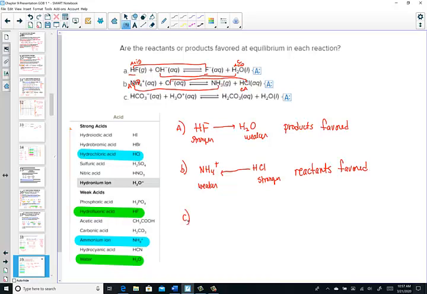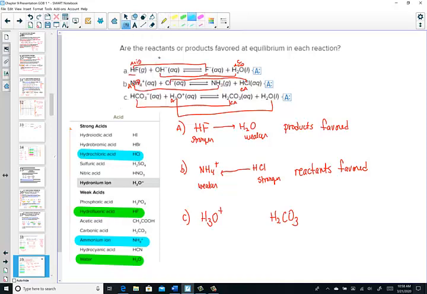How about letter C? Hook together the conjugate pairs. Bicarbonate and carbonic acid are conjugate pairs. The one with more hydrogen is always the acid. Between hydronium and water, those are conjugate pairs. They only differ by the presence or absence of a hydrogen. And this guy, the hydronium, would be the acid. So on the left side, we have H3O plus, and on the right side, we have H2CO3. Those are the two acids in this acid-base proton transfer reaction.